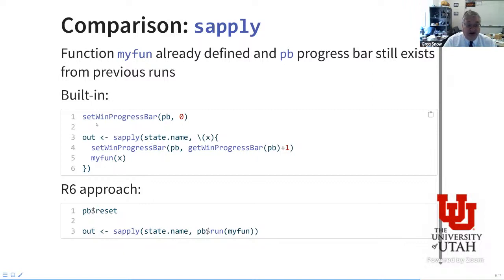But with the built-in, we'd reset our progress bar with set win progress bar. And then again, now we need to write a wrapper function with sapply. So here's my anonymous function that updates my progress bar and then runs the function. Whereas with my R6 progress bars, I have this method called run, where I just pass in my function and it will basically wrap that in something similar to this and automatically do the incrementing there. So that's, I think, a lot more simple there as well.